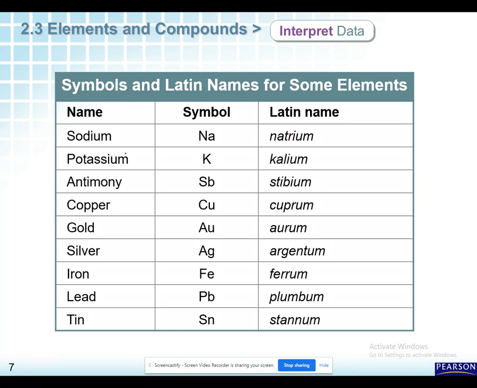Potassium, most people think potassium is P, but that's in fact phosphorus. It actually gets K because of the Latin name kalium. Now you're going to be using this diagram on your homework. So on your homework, when it asks you to refer to this, this is the little data table you're going to refer to. Another example is tin. Most people ask, why is tin Sn? And again, it's based on the Latin name stannum.